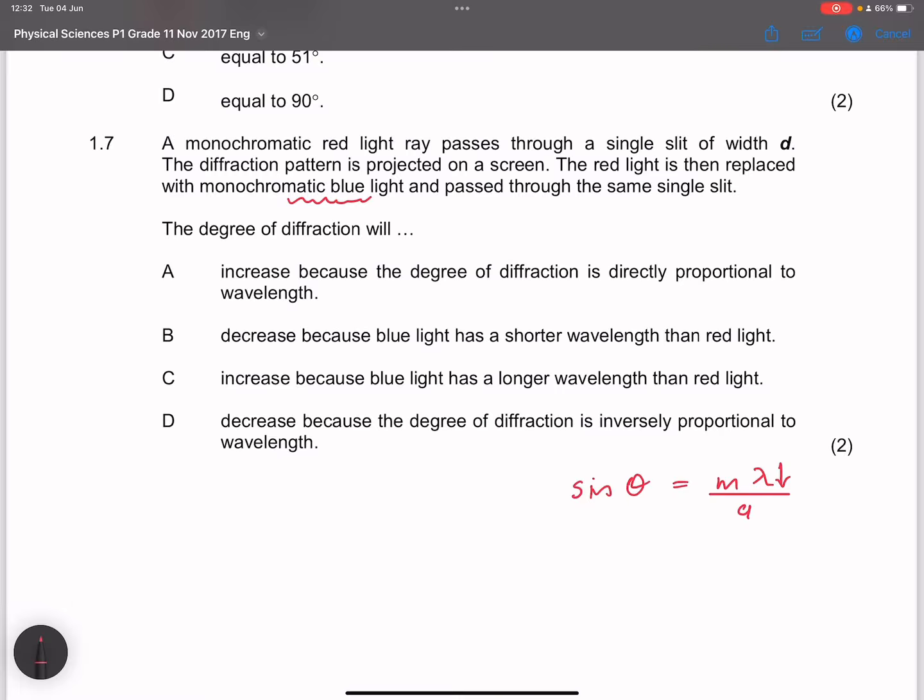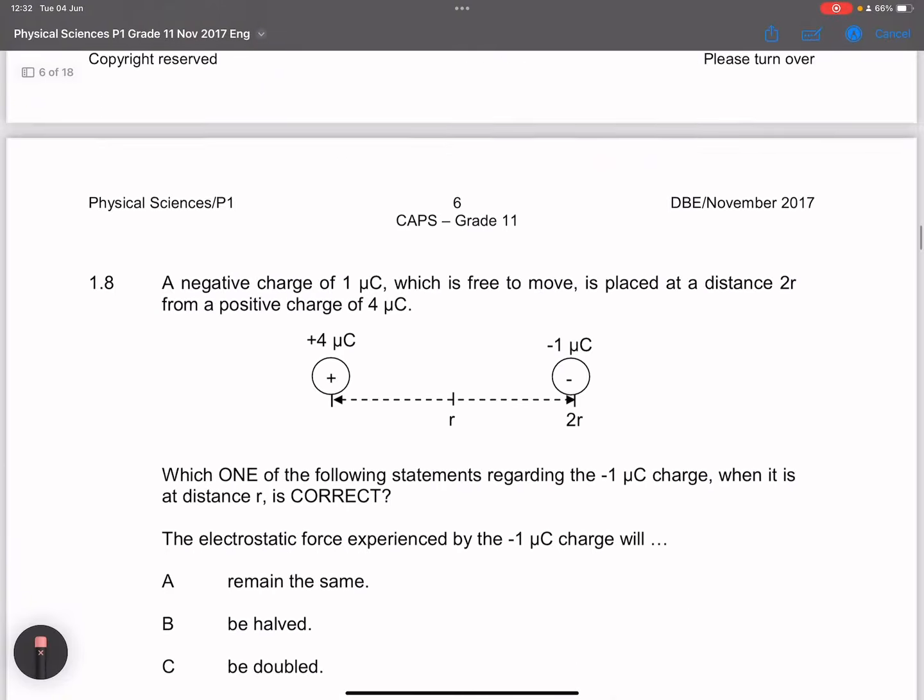Okay, so let's look at the answer. It says it will increase. No, there's no way that it will increase, so it should decrease. So the answer is between B and D. Let's see, decrease because blue light has a shorter wavelength than red light. Absolutely, that is true. Let's see why D wasn't the correct one. They say decrease because the degree of diffraction is inversely proportional to the wavelength. That's not true. The degree of diffraction is directly proportional to the wavelength. Right, so that's why B would be the correct answer.